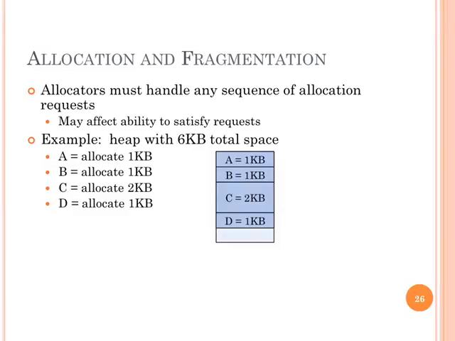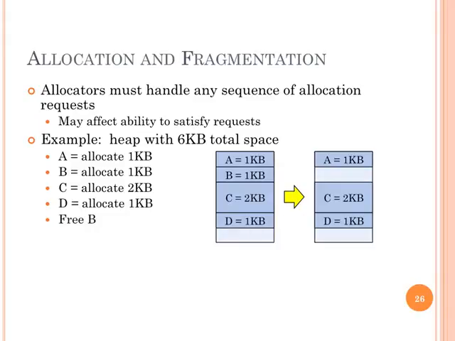So take really small heaps, 6 kilobytes. This would be like if you're using a computer from the 70s or the 80s. 6 kilobytes total space. And our first allocation request is for 1 kilobyte. The second one is for 1 kilobyte. The third one is for 2 kilobytes. And then the last one is for 1 kilobyte. Then the program frees B, which was 1 kilobyte. So now we have some space left. And then if another allocation request comes in for 2 kilobytes, are we able to satisfy this request? Yeah, we have fragmentation. We have a problem.